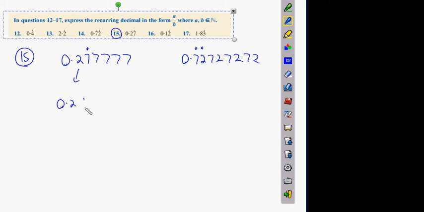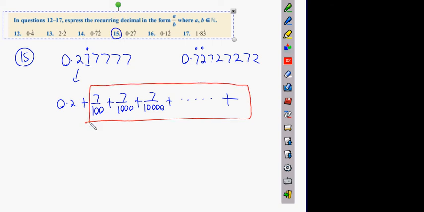Okay? Now that we've done this, I want you to look at this. 0.2 is the first one. This is 7 hundredths, isn't it? Do you agree with that? The next one after that is 7 thousandths, then it's 7 ten thousandths, and it goes on till infinity. Now, if we isolate this part here, what type of sequence is that? Or series even? It's an infinite geometric series.